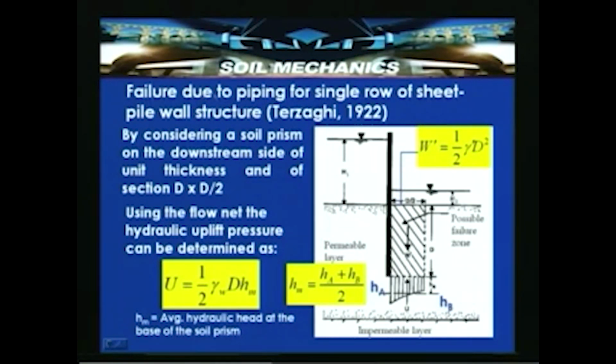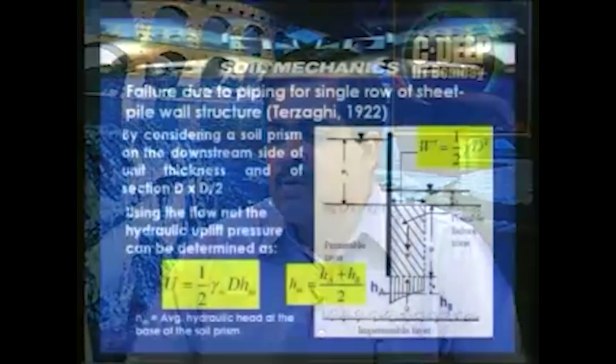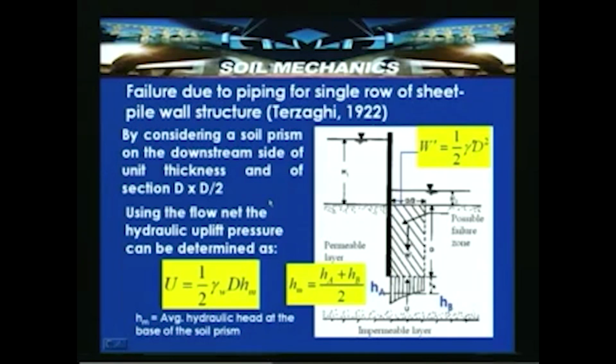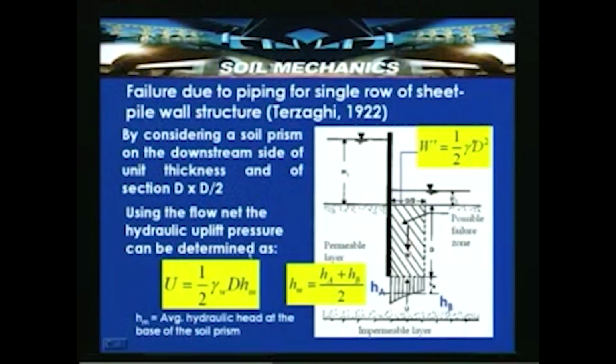So how to evaluate the failure due to piping for a single row of sheet pile wall structure according to Terzaghi 1922. By considering a soil prism on the downstream side, because that is where we have discussed that upward flow can take place with an uplift pressure at the base of the prism. Per unit thickness, a section of D into D by 2, that is the 2-dimensional plane area per meter width, is subjected to an uplift existing at that portion. So using the flow net, the hydraulic uplift pressure can be determined.